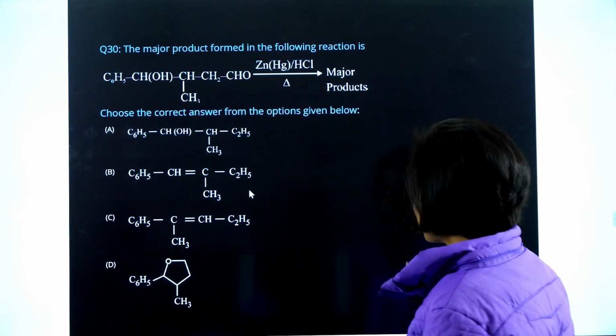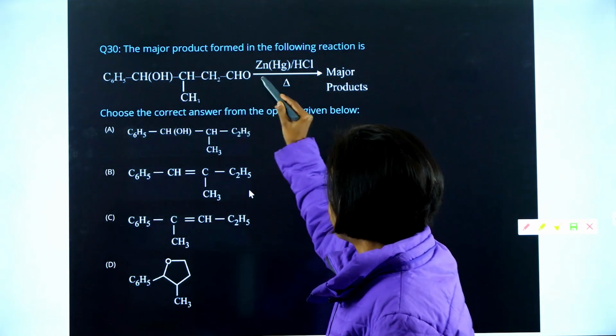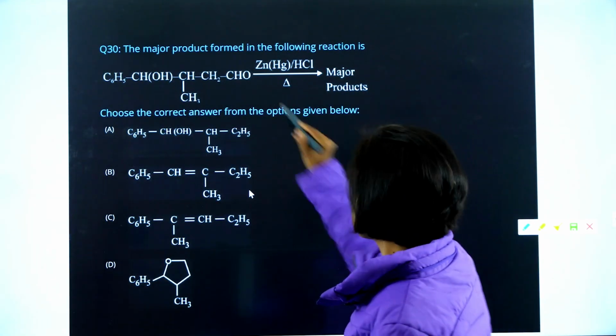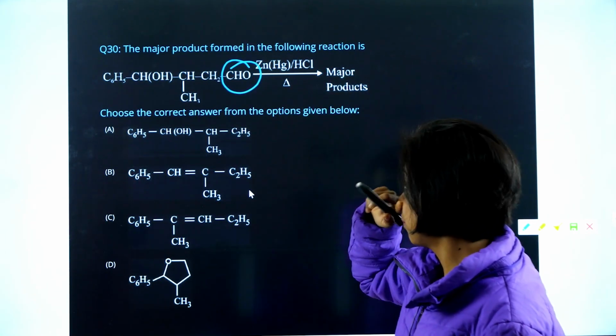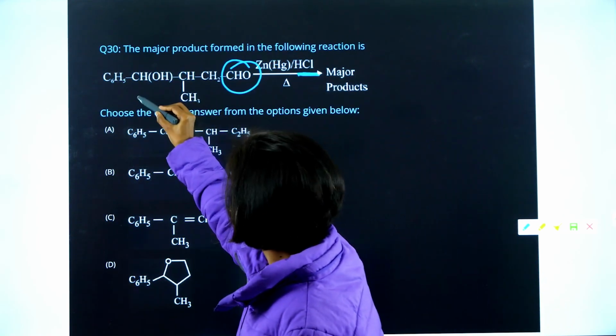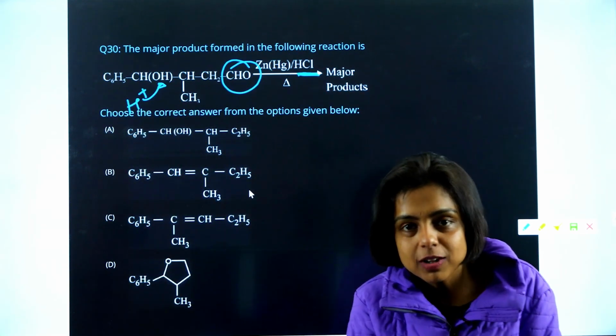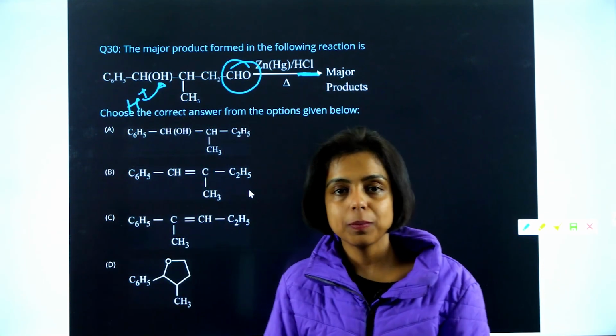So just have a look at the molecule. It is pretty simple. By using this reagent, this CHO will get reduced to CH3. So I'll have CH3 here, but because I'm using acidic medium in this reaction, my H positive will attack on this OH, and the water will be removed. There is an alcoholic group at this carbon.